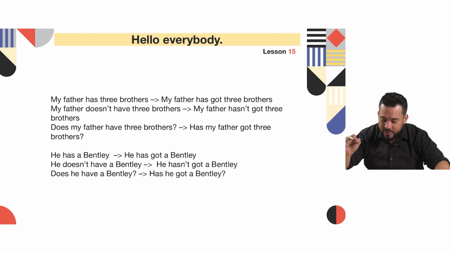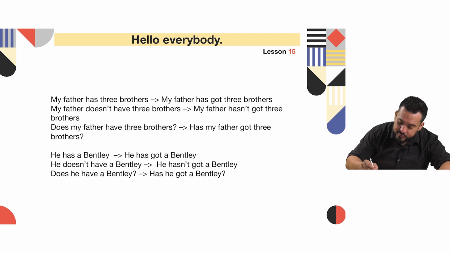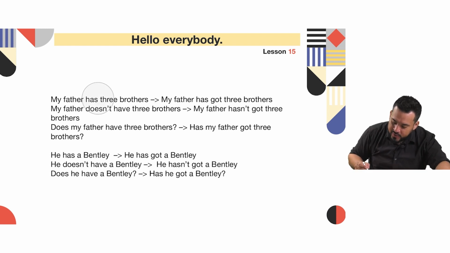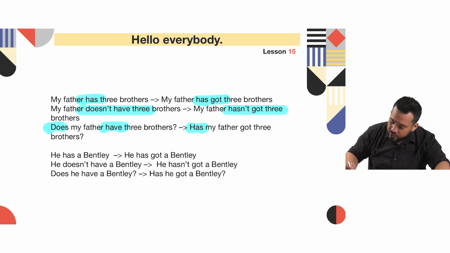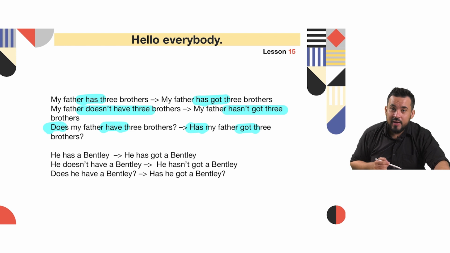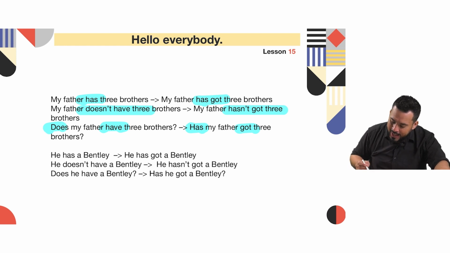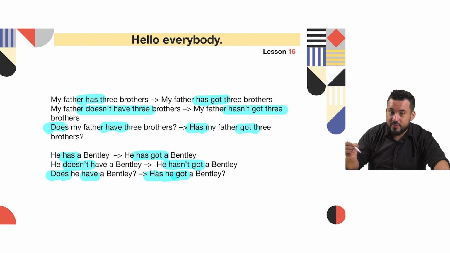My father has three brothers. My father has got three brothers. Same thing, because it is a positive. Has or has got. My father doesn't have three brothers, or my father hasn't got three brothers. Now it's a little bit different because it's negative. Does my father have three brothers? Has my father got three brothers? Again, here is different because it's a question. He has a Bentley. He's got a Bentley. Same, because it's affirmative. He doesn't have a Bentley. He hasn't got a Bentley. Does he have a Bentley? Has he got a Bentley? So now it's different because it's a question.